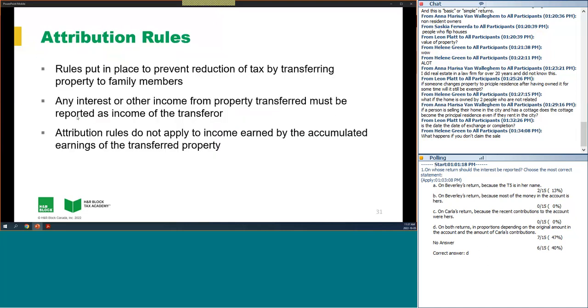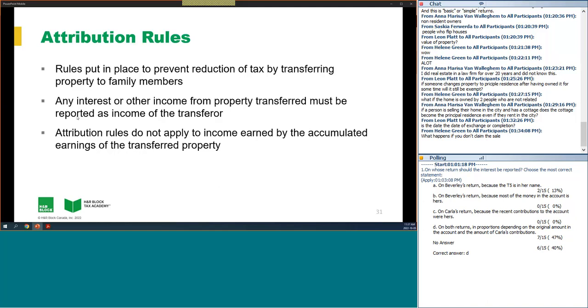Okay, principal residence done. Attribution rules. This is the last difficult thing we're going to do today, and I want to talk about it. There are rules in place to prevent people from quote unquote giving money to their family members in order to avoid paying higher taxes on it. So if you are giving money or assets to a family member, there are rules that say what happens to the income and who has to report the income on their return.